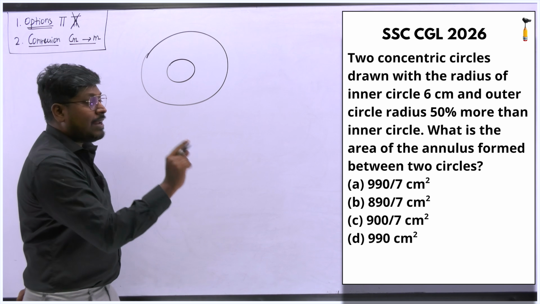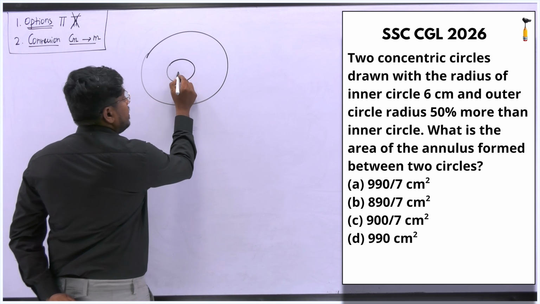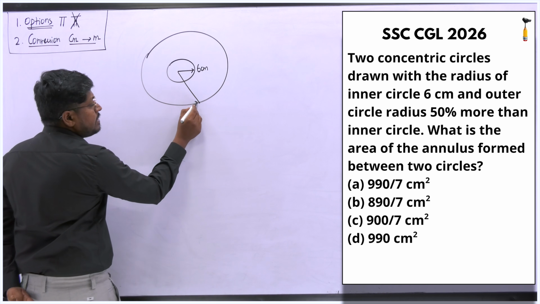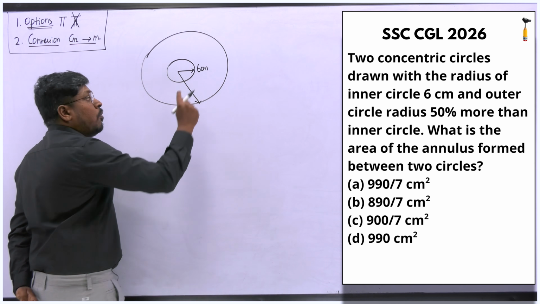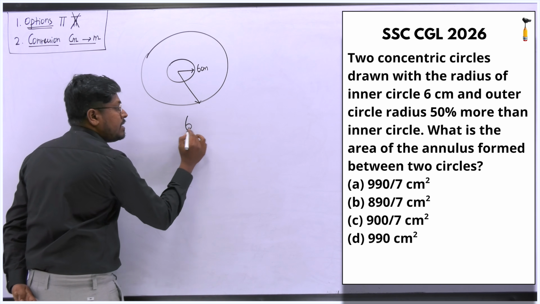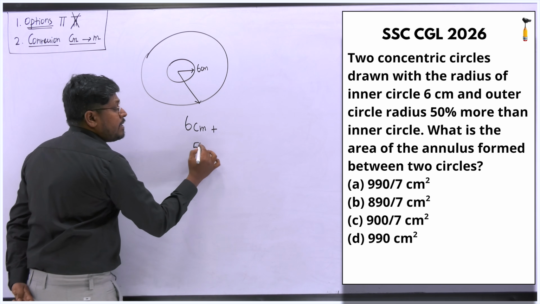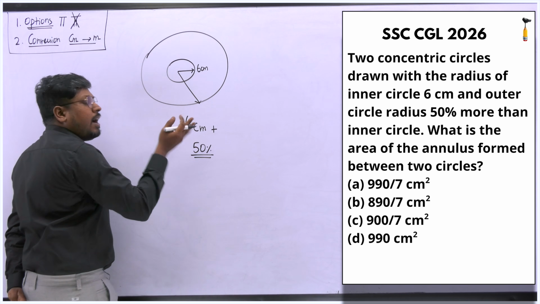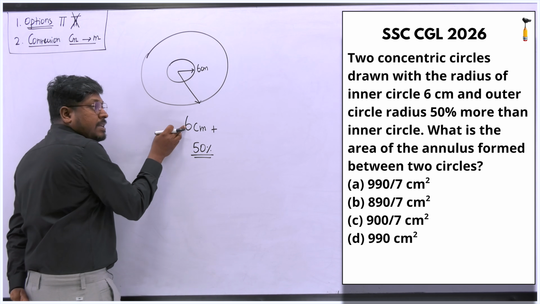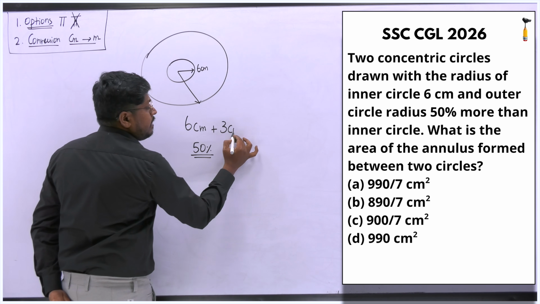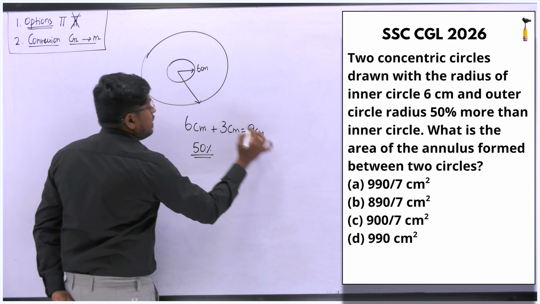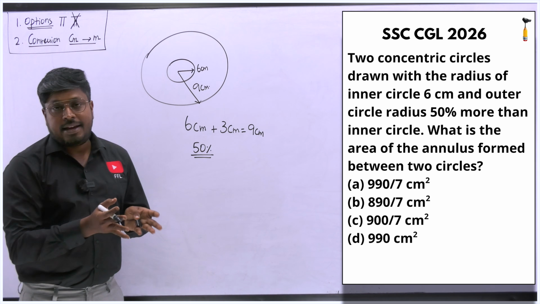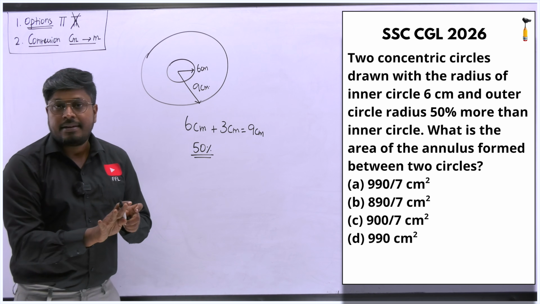So here they have given the radius of the inner circle, which is 6 centimeter. So this part will be equal to 6 centimeter. And the outer circle radius is 50% more than the radius of the inner circle. Inner circle is how much? 6 centimeter. What is 50% of 6 centimeter? 50% of 6 will be 3. Half of the number, right? So 6 centimeter plus 3 centimeter will be 9 centimeter. So 9 centimeter will be the radius of the outer circle, and the inner circle radius will be 6 centimeter. So friends, understood or not?